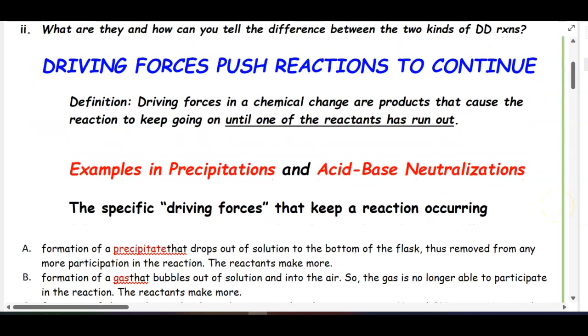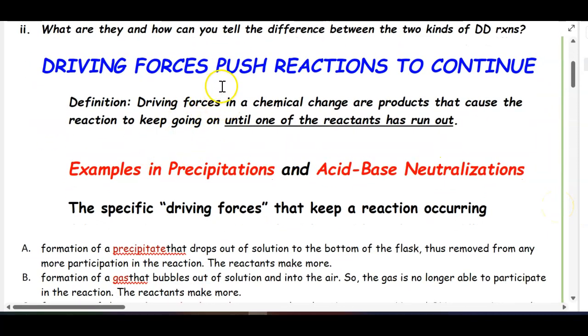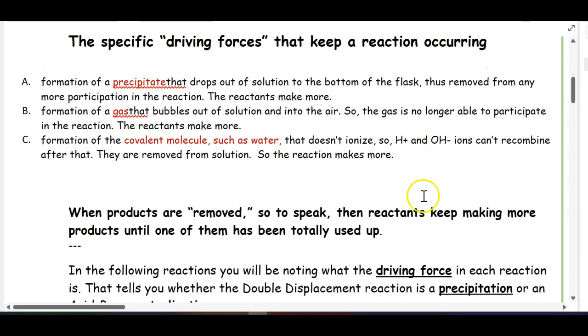All right. So the driving force, this is the definition of the word driving force, in a chemical change are the products that cause the reaction to keep going on until one of the reactants is run out. So examples I'm going to give in the precipitation and acid-base neutralization. One is easy to see, the other harder.